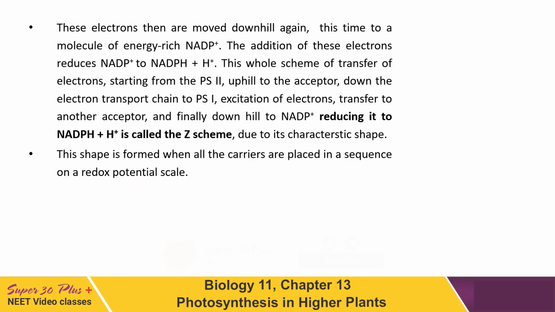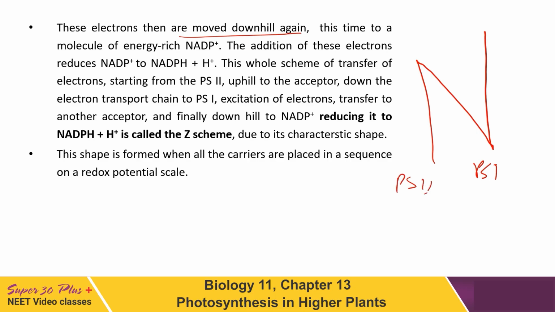Is it clear? Now the electron, the repetition of the same as I told you, is a downhill movement again. From here, you see they have gone like this, they have gone to the electron transport system, this is PS1, and this was PS second. Now again they will go downward here, and they will make an energy rich compound here. In addition to these electrons that will be formed, the whole sequence of the electron starting from PS second to PS1 is known as the Z scheme, and it is a characteristic shape because this is a Z shape.